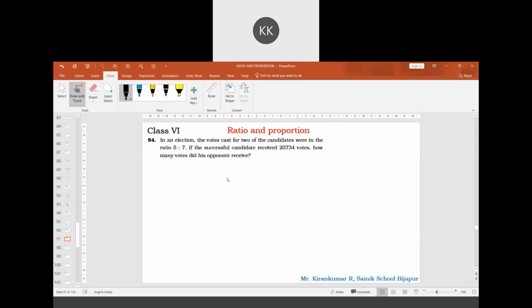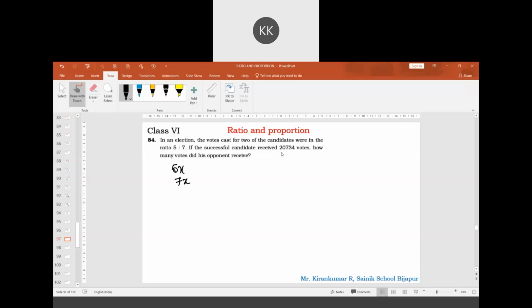In an election, the votes cast for 2 of the candidates were in the ratio 5:7. If the successful candidate received 20,734 votes, how many votes did his opponent receive? Again, this is a question related to ratios. If they are giving the ratio, we can consider it in terms of x. So here we can consider 5x and 7x as the number of votes.